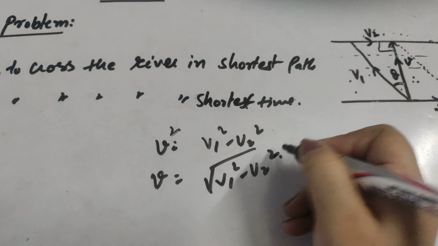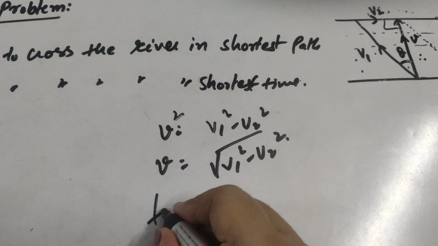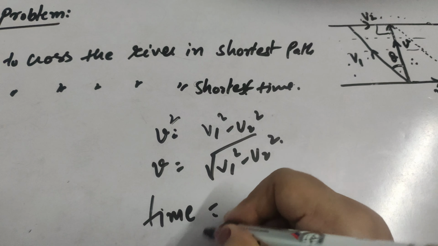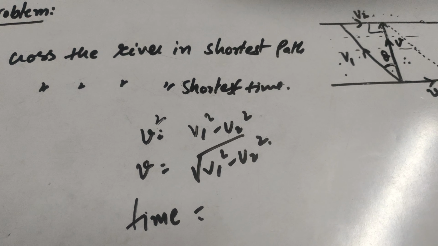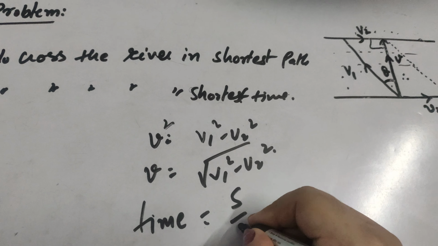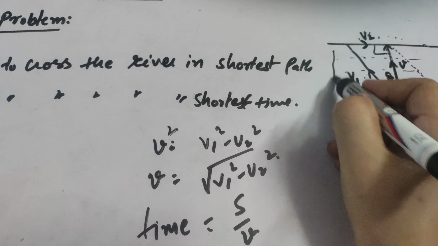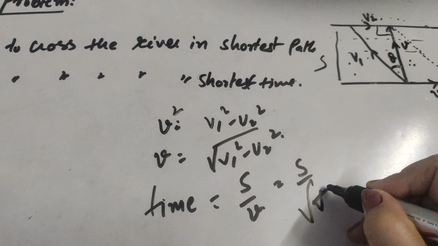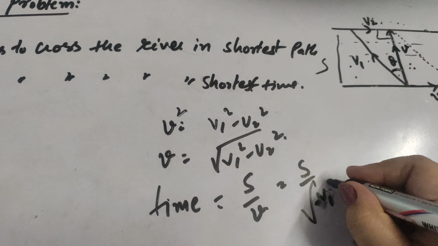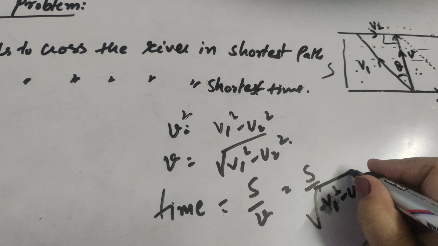And if we want to find the time of crossing, it can be calculated as distance upon velocity. Let the distance be s. So the time is s upon root of v1 square minus v2 square, right?